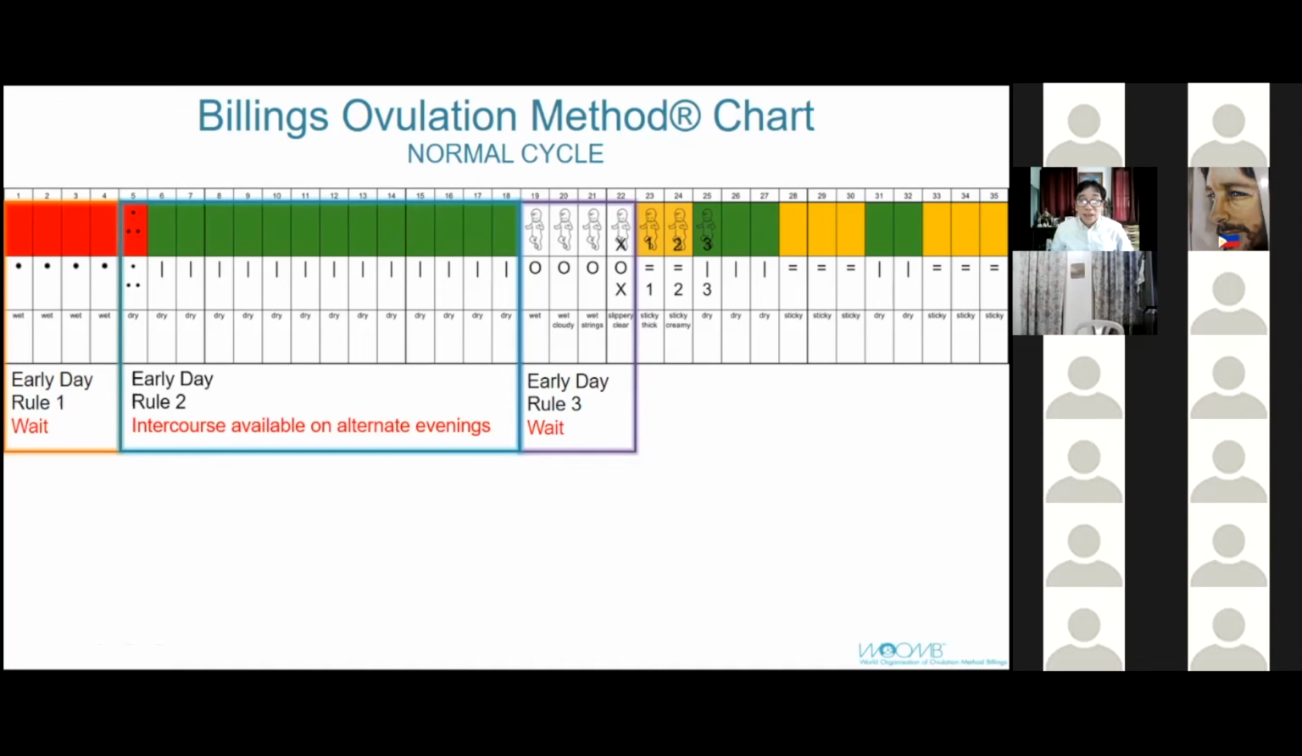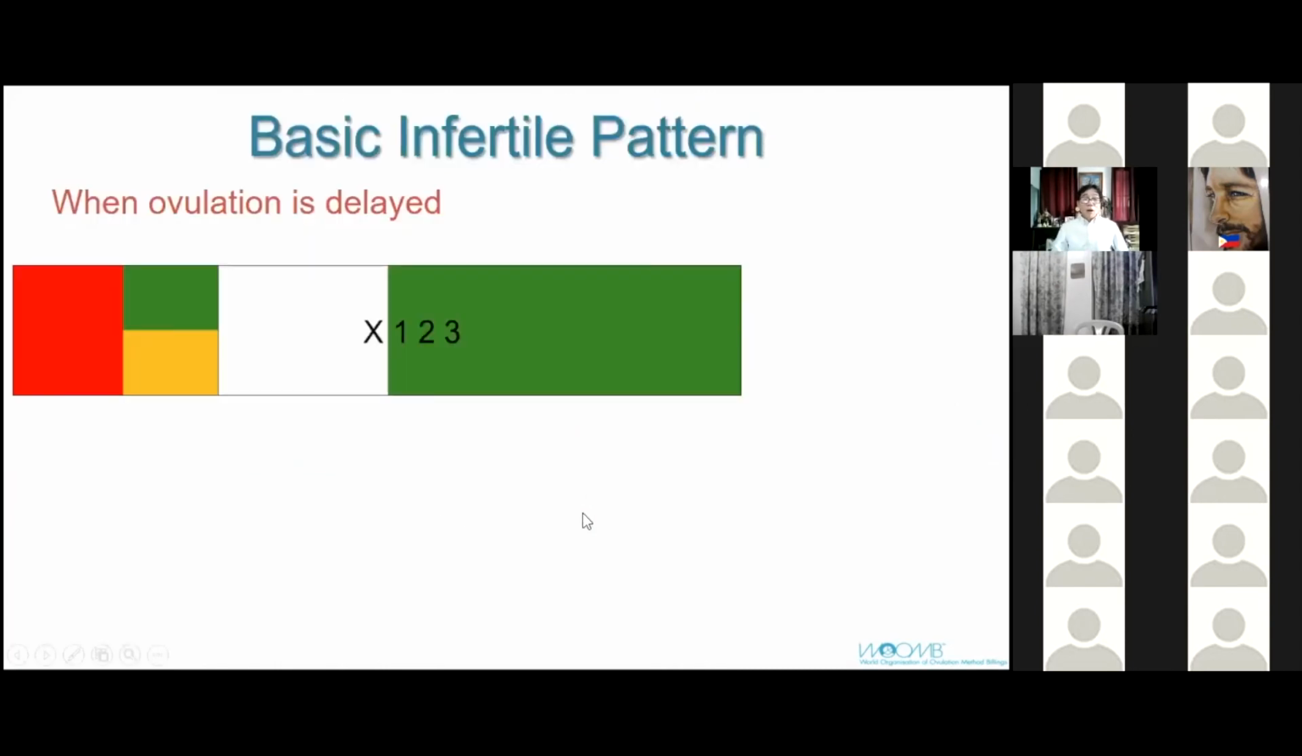So where is the EDR3? From day 19 all the way to 23, 24, 25. Peak rule, it's written: intercourse is available from the beginning of the 4th day past the peak day. When ovulation is delayed, an irregular pattern.